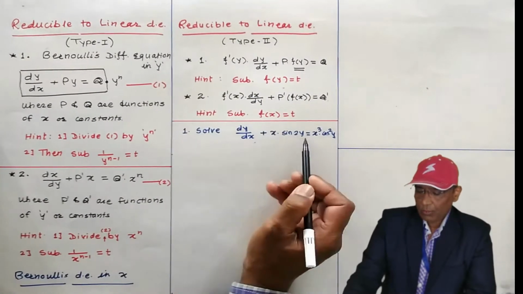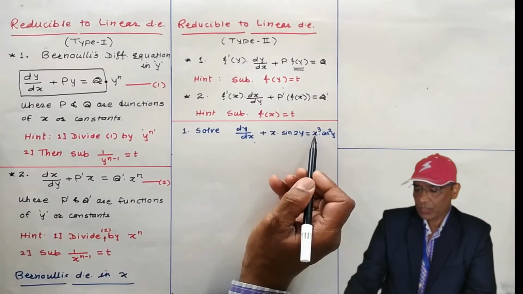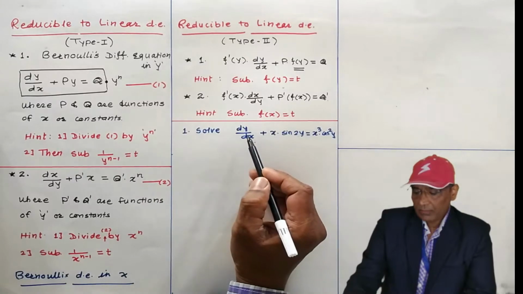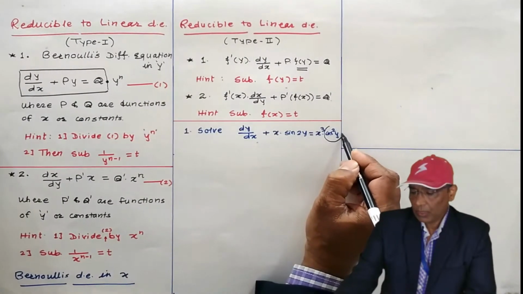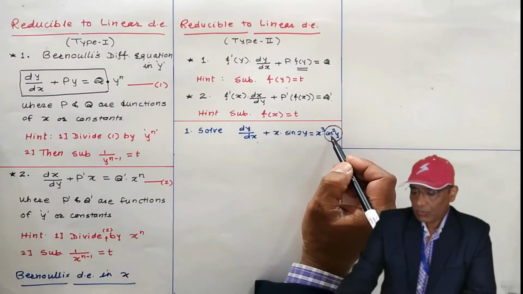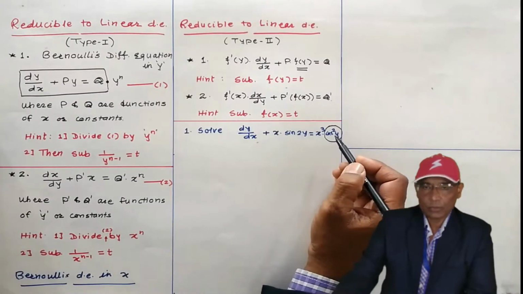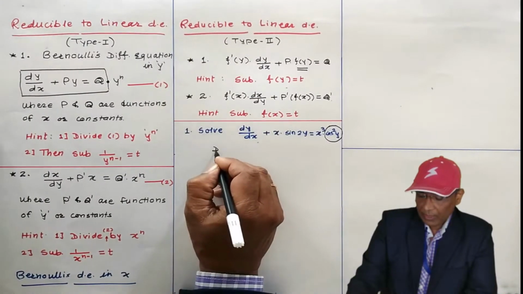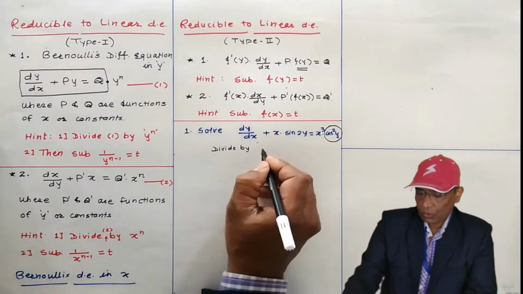See, this is the problem given to you: dy/dx + x sin 2y = x^3 cos^2 y. So this is the differential equation in terms of dy/dx. We are talking about the reducible to linear differential equation. Remember, the cos^2 y term is there in the multiplication on the right hand side. I don't want that, so I am going to divide by cos^2 y.